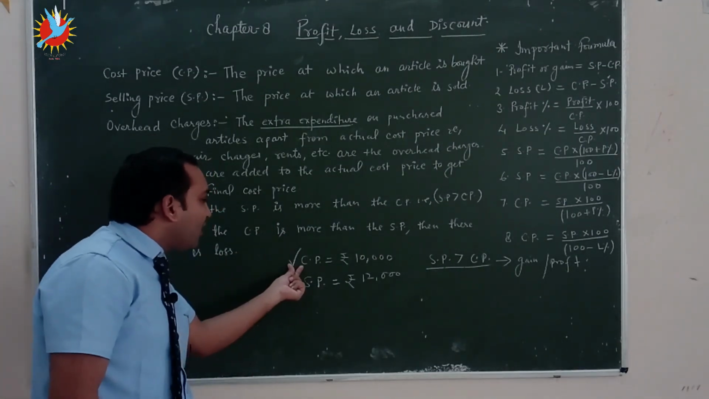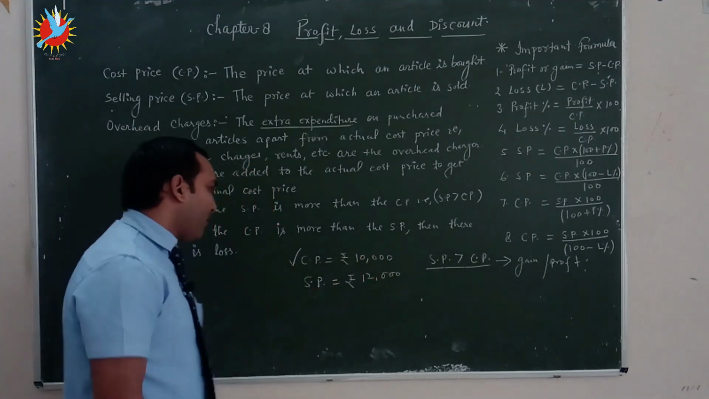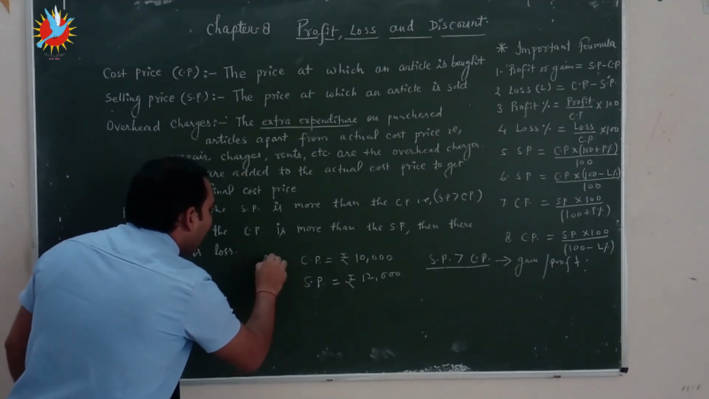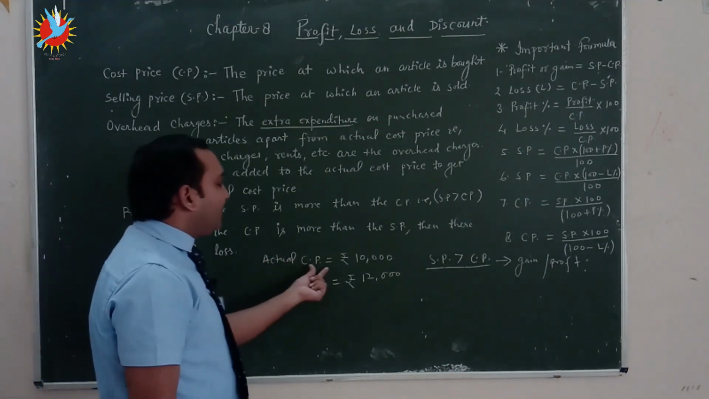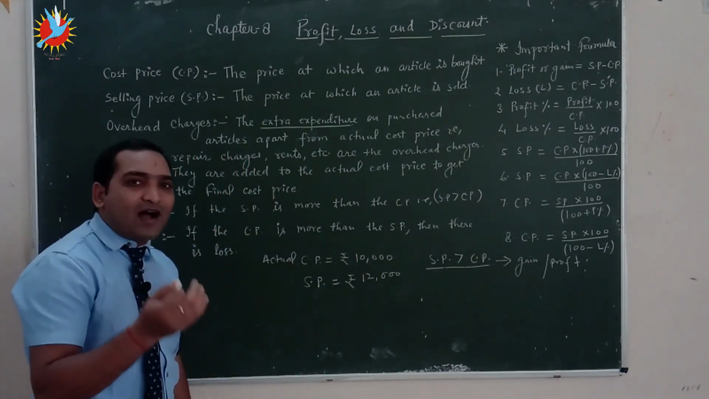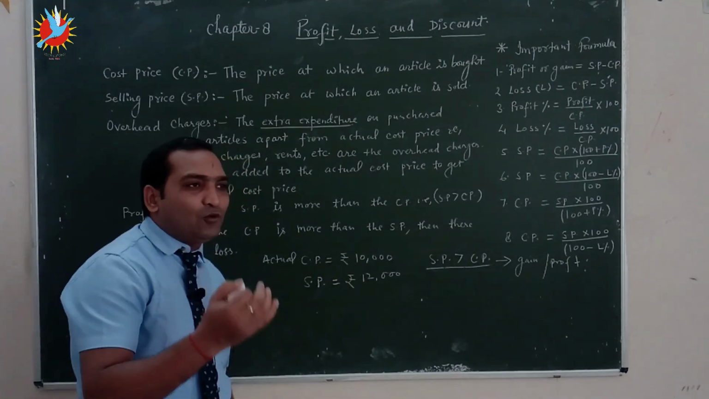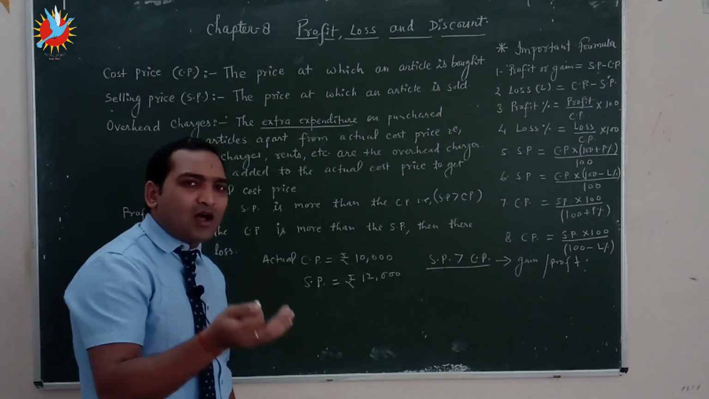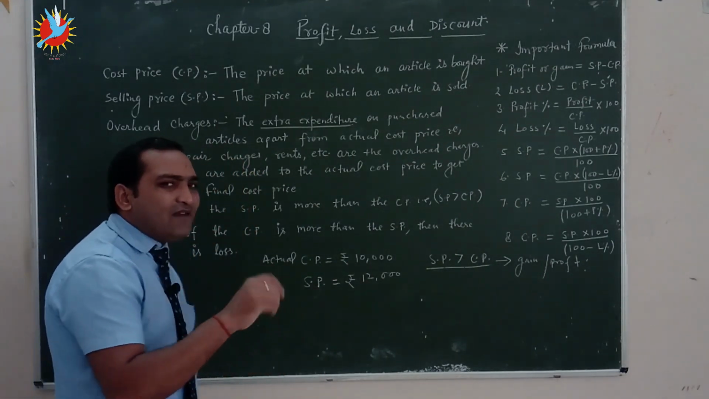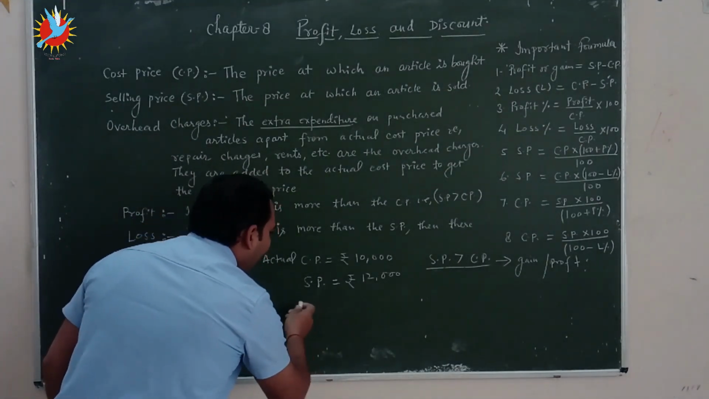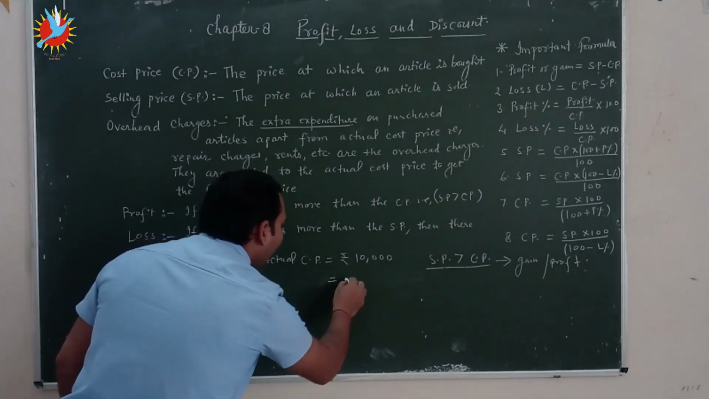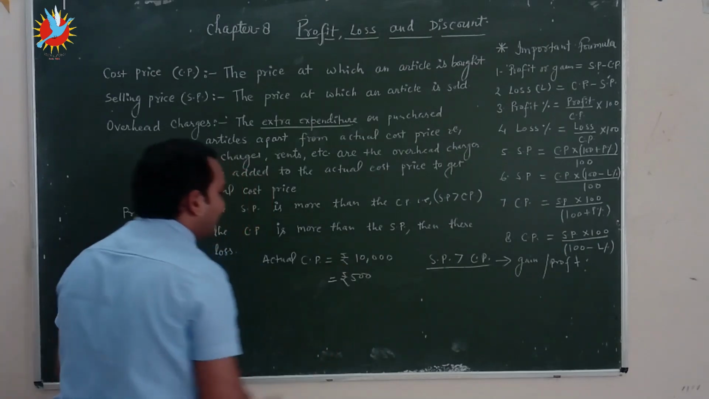Consider we purchase a mobile phone for 10,000 rupees. This is the actual cost price of the cell phone, 10,000 rupees. But there is some fault in the mobile phone, or we have to purchase an earphone or charger, so we spend 500 rupees extra. We spend 500 rupees extra. This is extra.